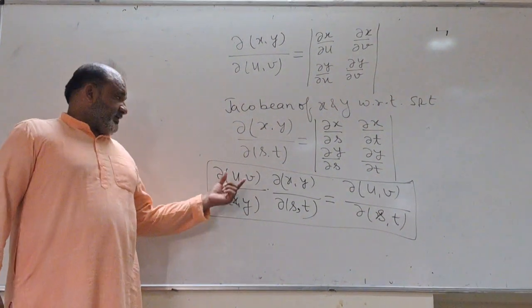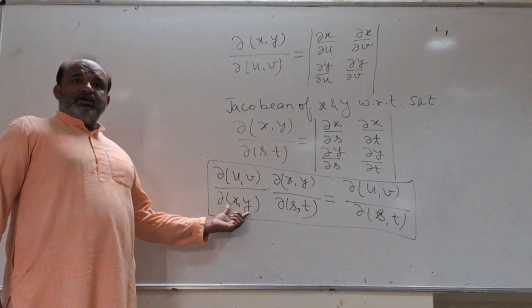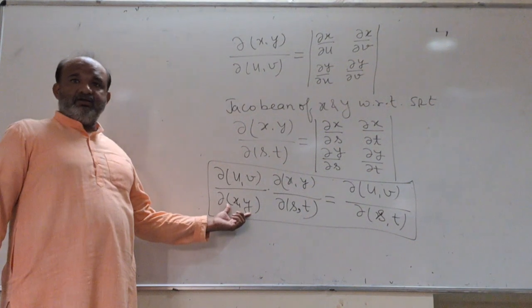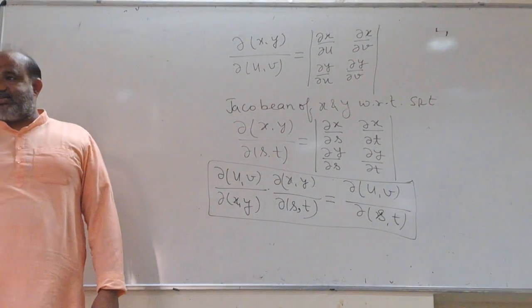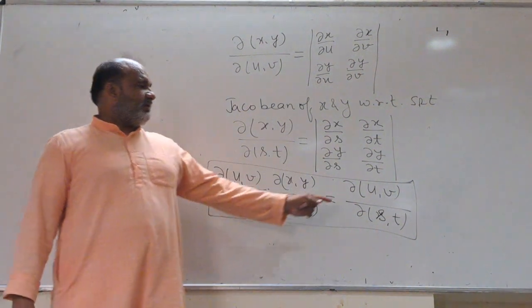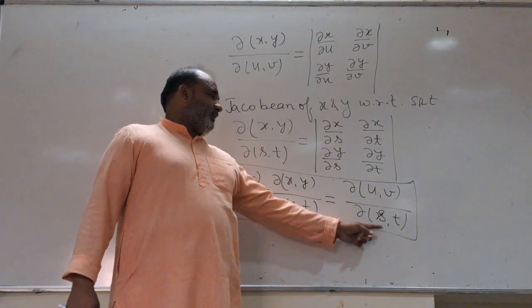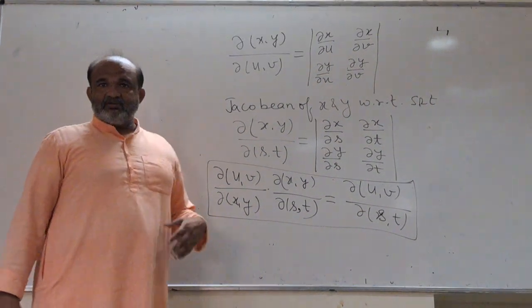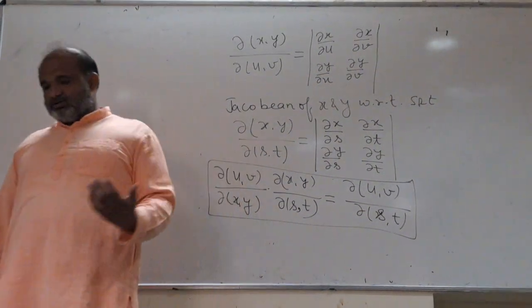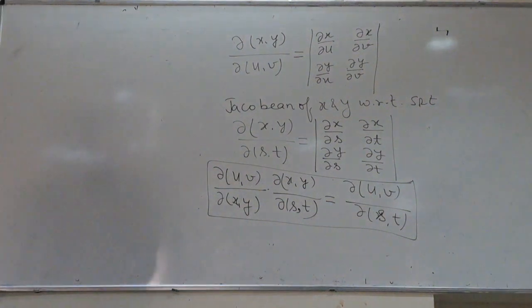What is here? Jacobian of uv with respect to x and y, and then Jacobian of xy with respect to s and t. Finally the result will be Jacobian of uv with respect to s and t. You can get this expression upon the multiplication of two determinants. Is it clear?